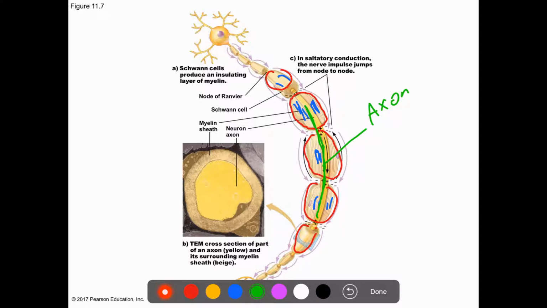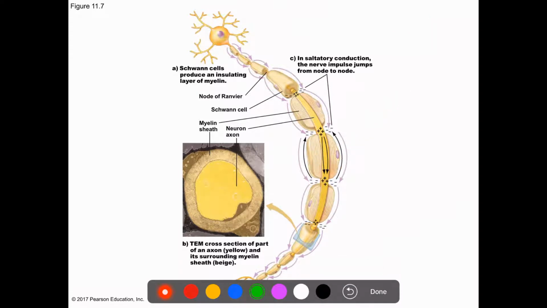Now notice that these cells, and again, this is in the PNS, in the peripheral nervous system, I want you to see how the Schwann cells are located. They are leaving gaps between them. There is some kind of a space. These spaces are called the nodes of Ranvier. These spaces, they are not covered with myelin sheath.